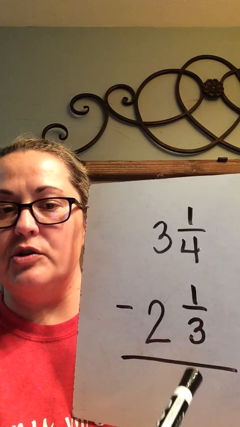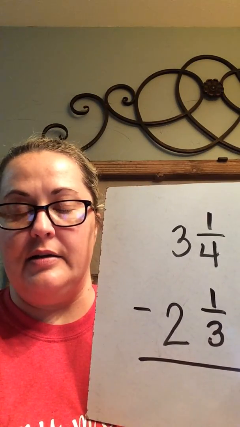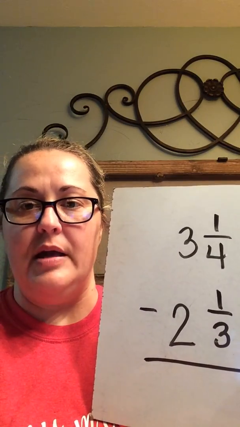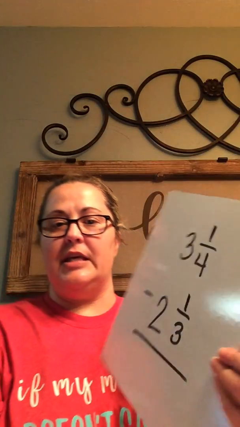You can either multiply your denominators together, or you can skip count by 4s and 3s and get to the first number that they have in common. When you look at these, you're going to see that 4 and 3, they will both skip count to 12. So I'm going to write that down right now.